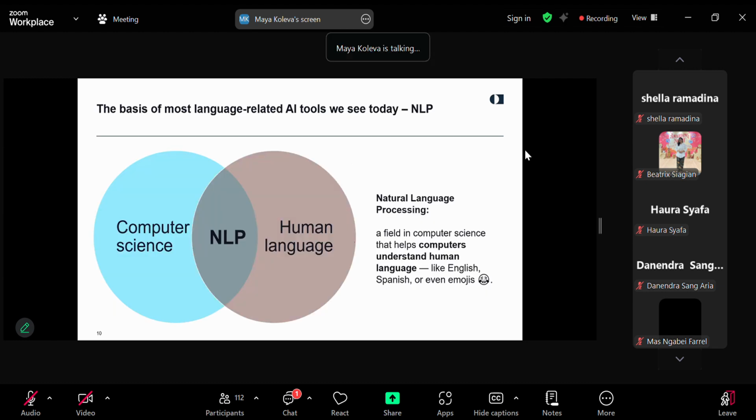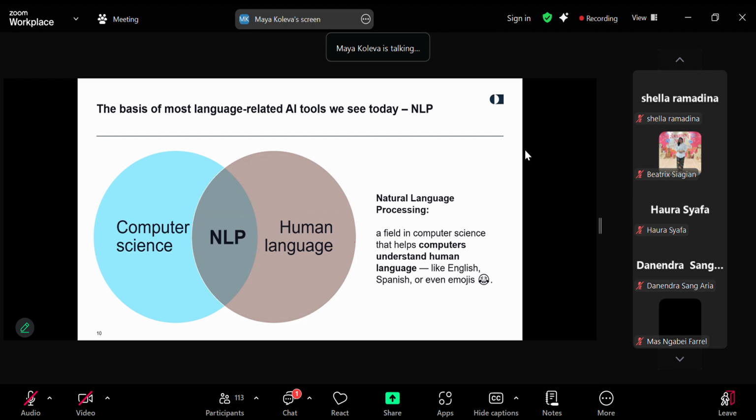But now, let's go to my favorite topic, natural language processing. This is the basis of most of the large language-related AI tools we see today. In some shape or form, whenever there is text, whenever there is language, there are elements of natural language processing. And I want to break it down in a simple way.